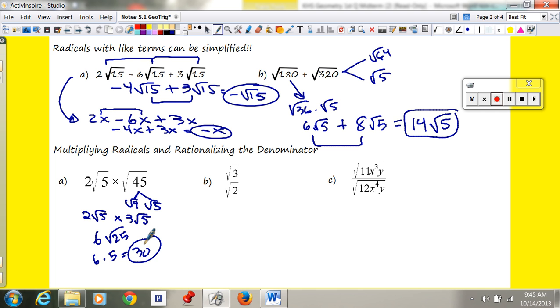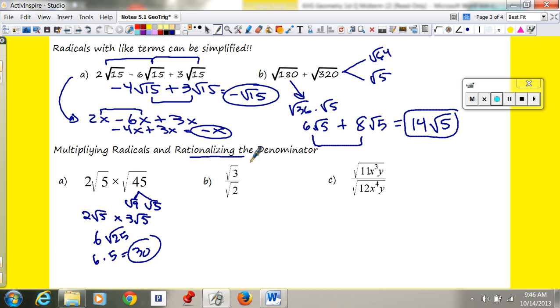So what happened when I did radical 5 times radical 5? I got 5. So if I did radical 2 times radical 2, you get 2. Radical 8 times radical 8, you get 8. So when you multiply the same radical together, that number comes out. And that's what we're going to use. We're going to use that information to apply to this one.